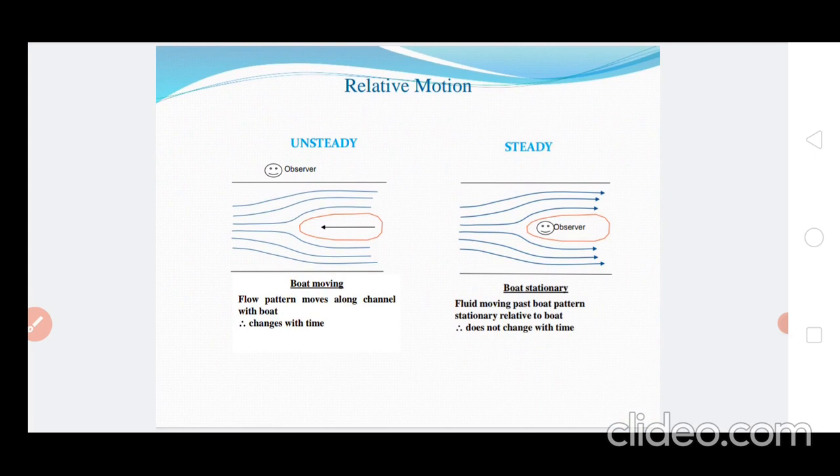Now, these are the two figures where we can see the relative motion of unsteady and steady flow. In the left side corner, on the above, an observer, with respect to this observer, the boat is moving in this arrow direction. The flow pattern moves along the channel with the boat, and changes with time. On the other hand, in steady flow, with respect to the observer, the flow changes in the arrow direction. That means the fluid moving past both, the pattern is stationary relative to the boat and does not change with time.